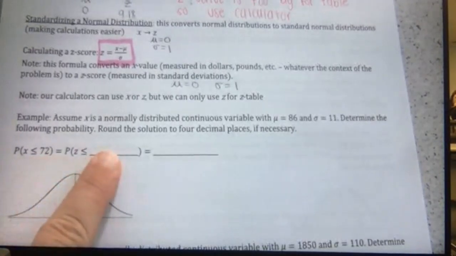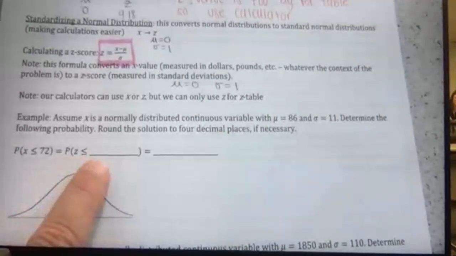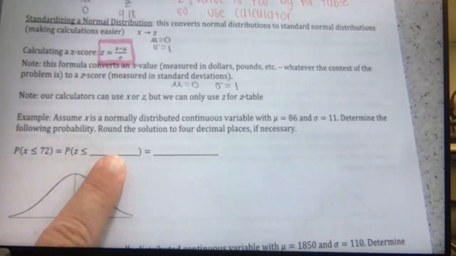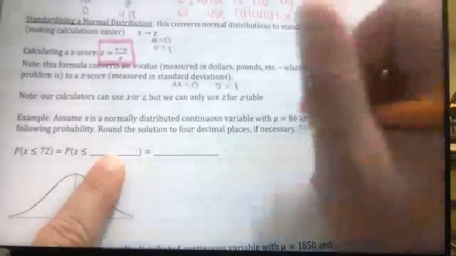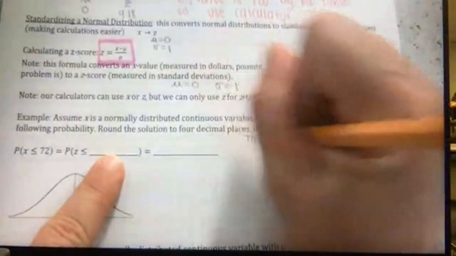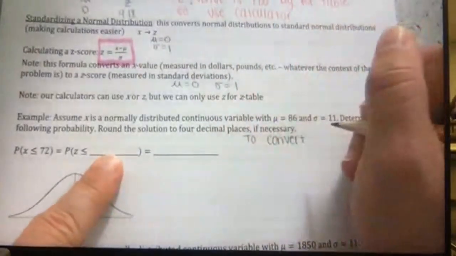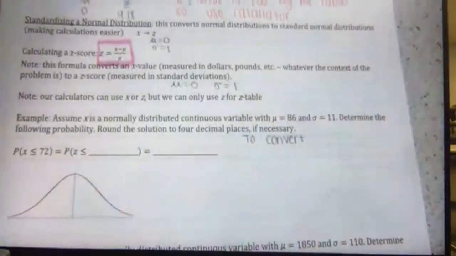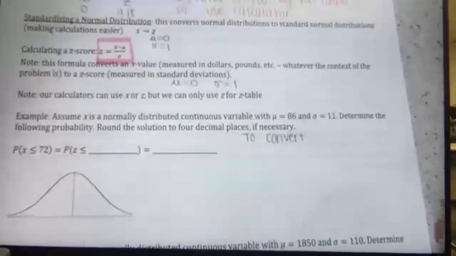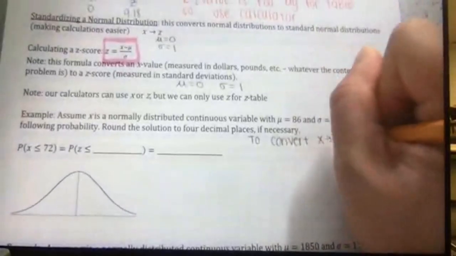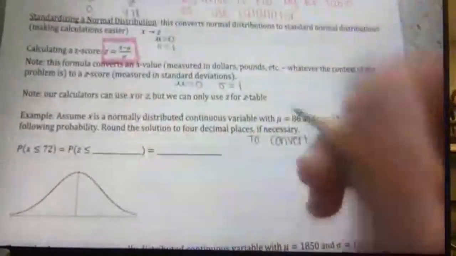Notice this next line, I copied it straight from the homework, says what's the probability that Z is less than or equal to blank? So it's asking us to convert this X value of 72 to a Z value, which is fine. We can just plug it into that calculator. So to convert X to Z, I'm going to plug it into this formula right here.